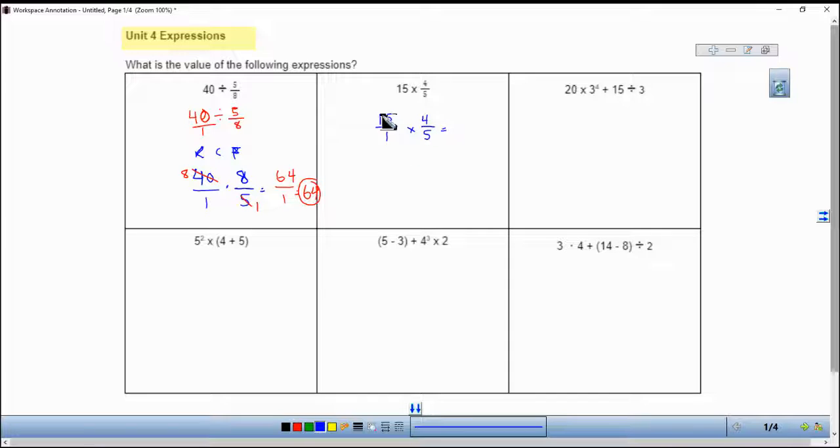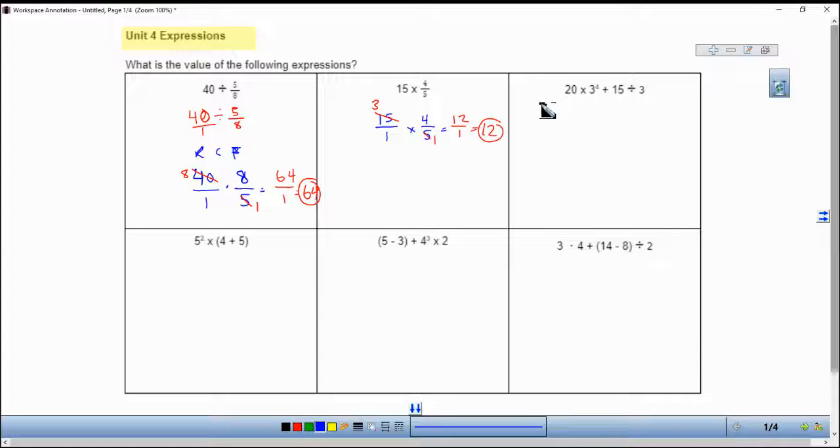We're going to look diagonally to see if we can simplify. 4 and 1, we can't do anything, but 15 and 5, we can divide by 5. 15 divided by 5 is 3. 5 divided by 5 is 1. 3 times 4 is 12. 1 times 1 is 1. 12 divided by 1 is 12. So that one's even more straightforward because we didn't have that extra keep, change, flip step.